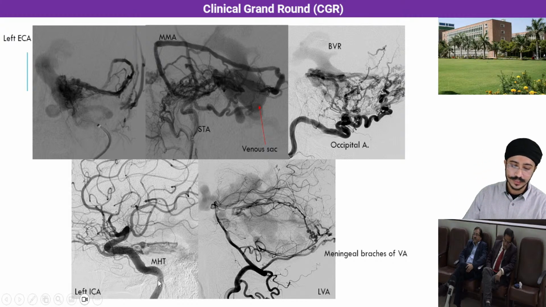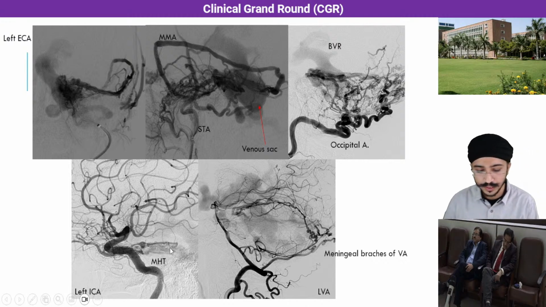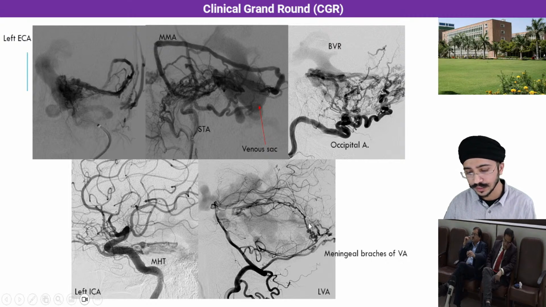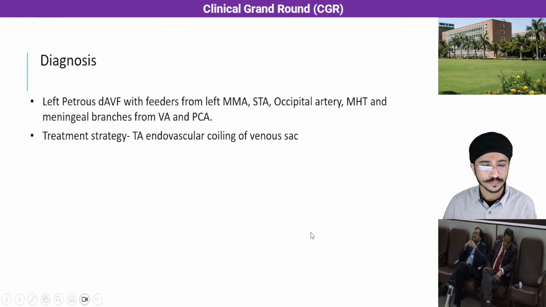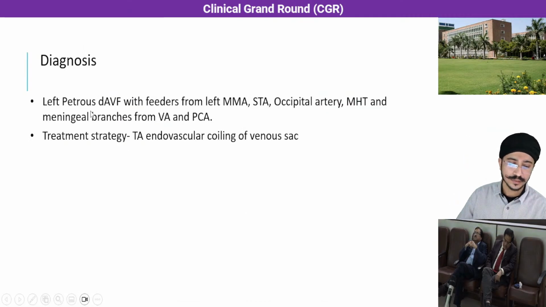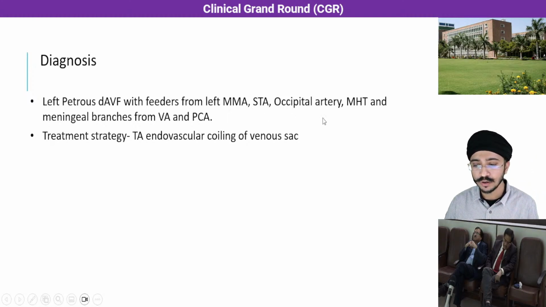In the left ECA runs, we can appreciate the meningohypophyseal trunk. It is also draining into the venous sac. In the vertebral artery runs, we can see that the meningeal branches from the vertebral artery as well as the branches from the PCA are also contributing to the dural AV fistula. So in summary, we have a left petrous dural AVF with feeders from the left MMA, STA, occipital artery, meningohypophyseal trunk, and meningeal branches of the vertebral artery and PCA.